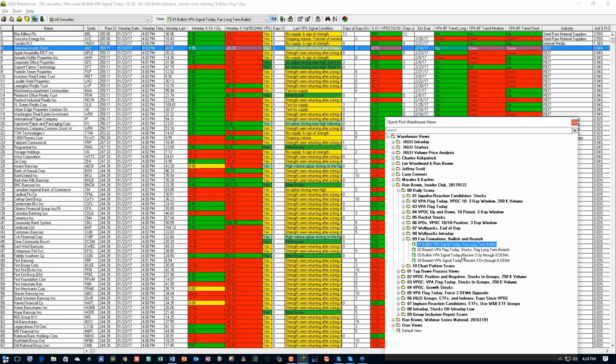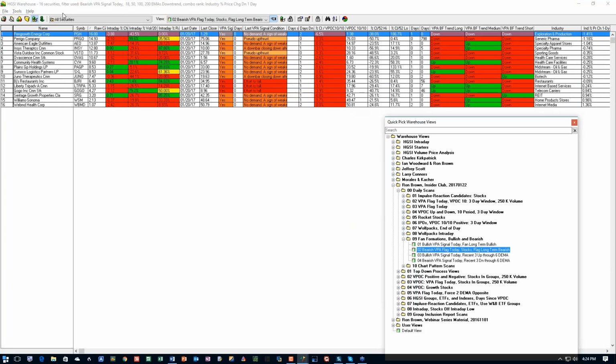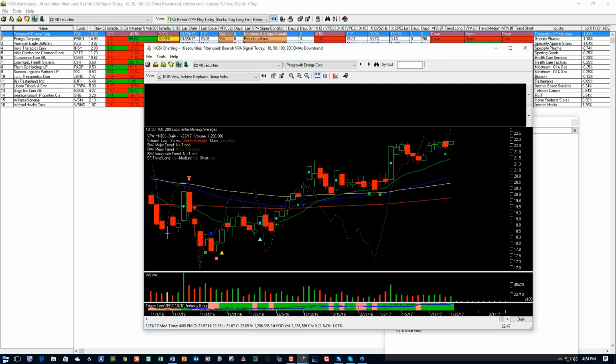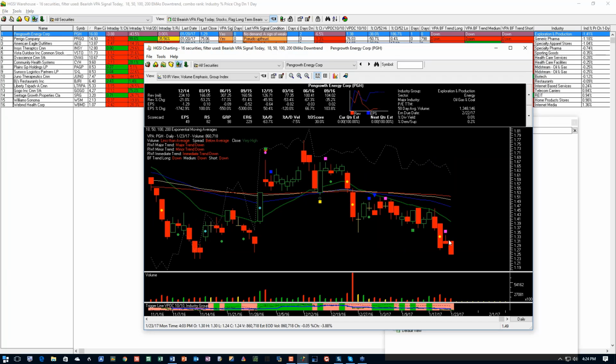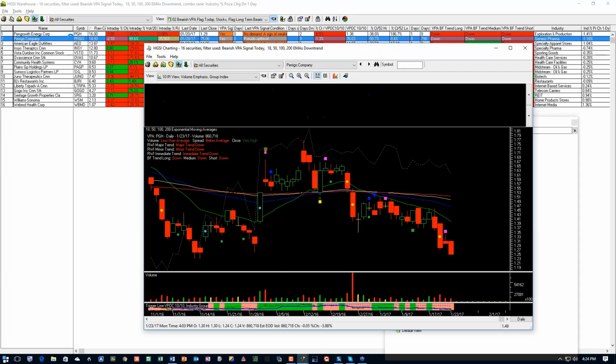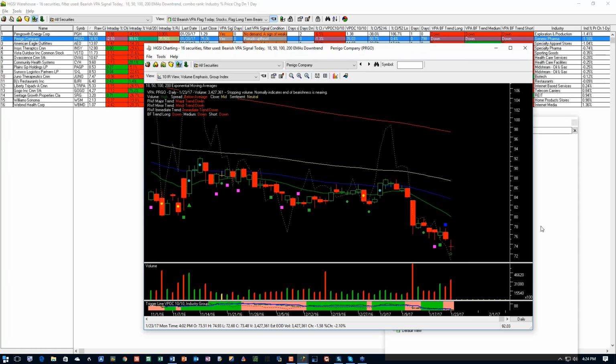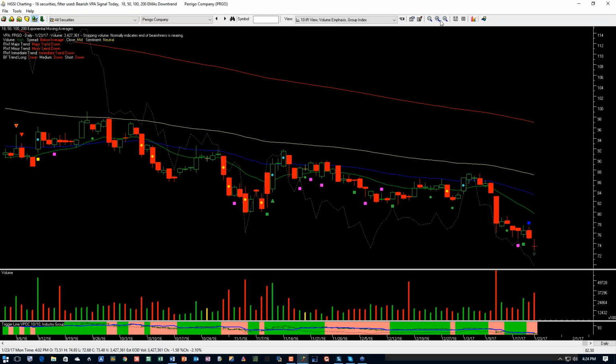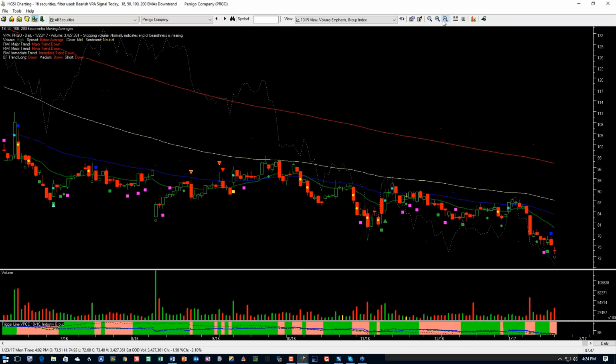This is to the downside. And these are stocks that are exhibiting fans to the downside. Now that's a $1.23 stock. We're not real interested in that one. Here is a $72 stock, which is showing stopping volume today. But you can see that this stock has been in a long-term downtrend.